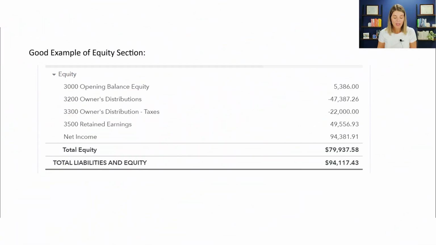What we're going to do now is hop into a screen share so I can show you and walk you through the different components of the equity section. Let's go. So here we are, and this is a good example of an equity section, and I'm going to talk you through this. The first part here is called opening balance equity. What this means is the business basically started with a certain amount of equity.